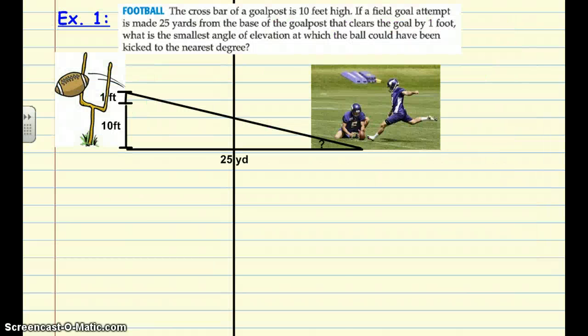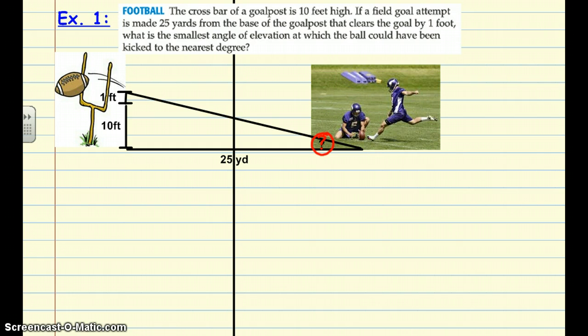So this first one, we have a football crossbar. The goalpost is 10 feet high. The field goal attempt is 25 yards away. And the football clears that goal by 1 foot. We want to figure out what the smallest angle is right here. What's the measure of this angle for this to work?